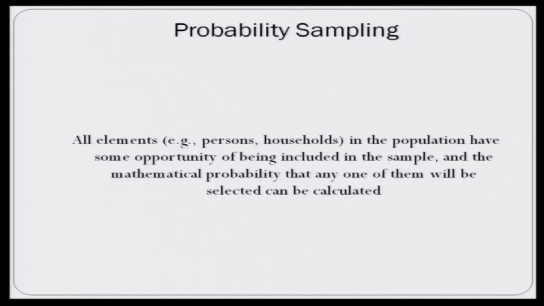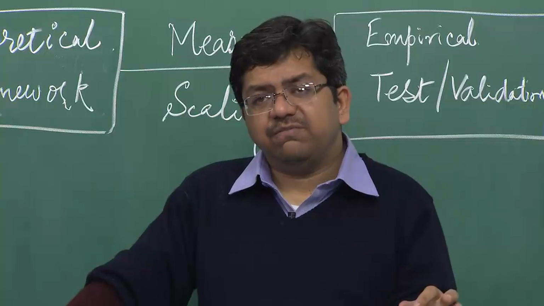Then, after non-probability sampling, we have probability sampling. The key difference between non-probability sampling and probability sampling is that all the elements in the population have some opportunity of being included in the sample, and the mathematical probability that any of them will be selected can be calculated. So, there are two things in probability sampling: each unit has a non-zero probability of being selected.